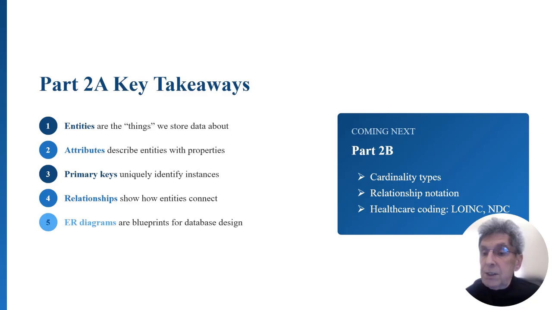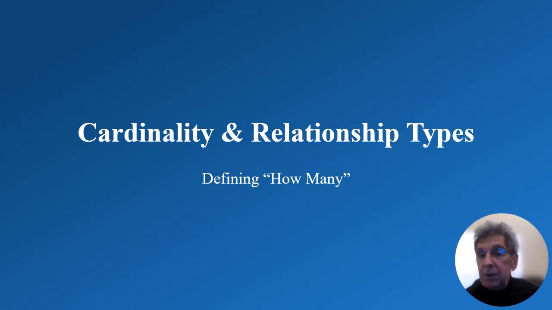Strong entities exist independently. Weak entities depend on other entities for their identification. Participation can be total, must participate, or partial, optional. ER diagrams are blueprints. Design before you build. Coming up next, cardinality and relationship types. We answer the crucial question: how many? How many visits can a patient have? How many providers can treat a patient? These decisions shape your entire database structure.